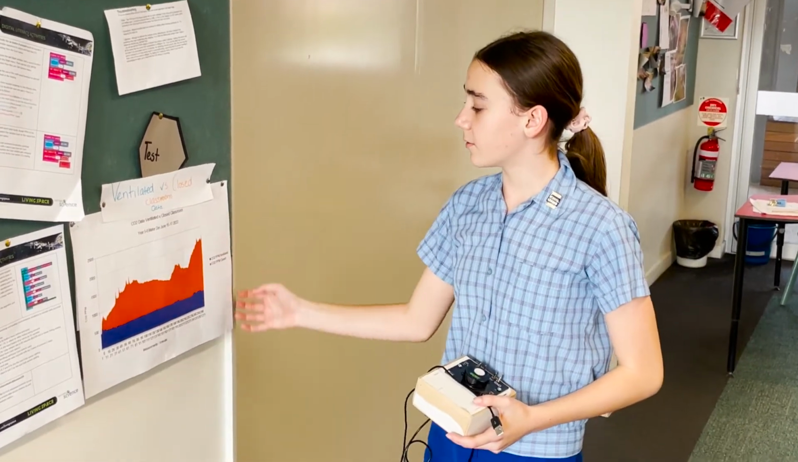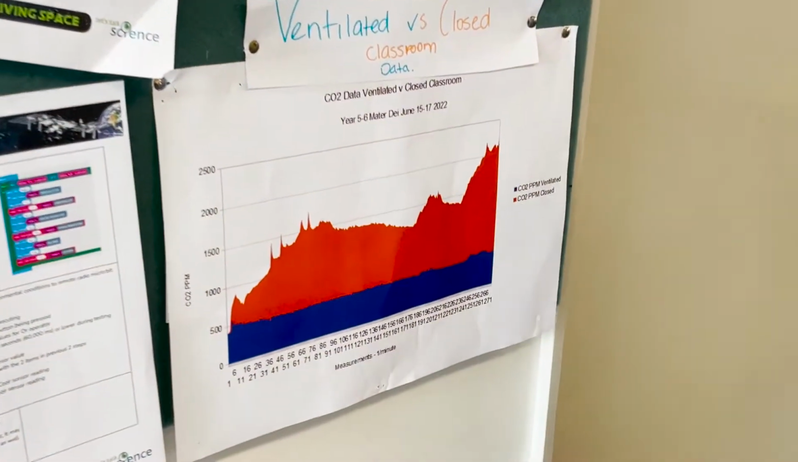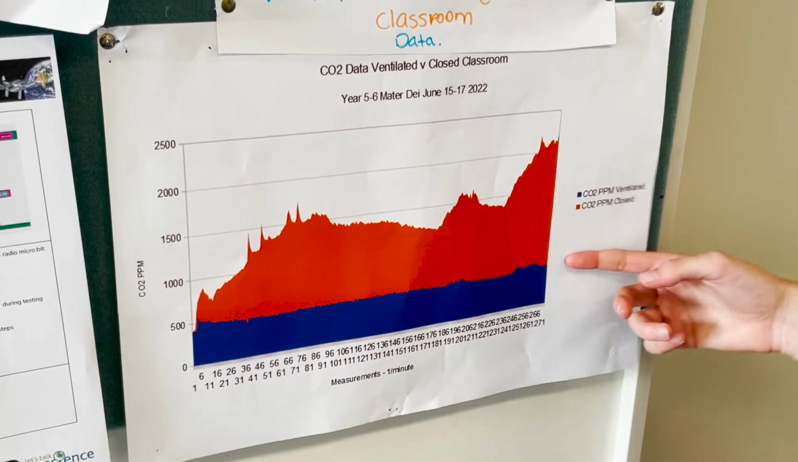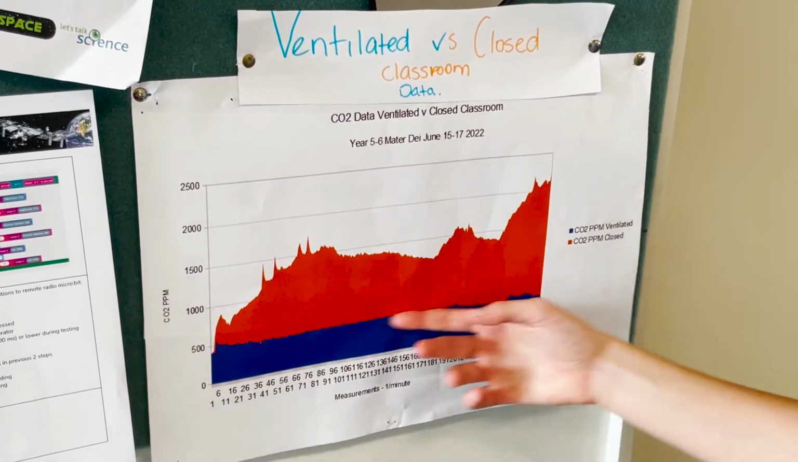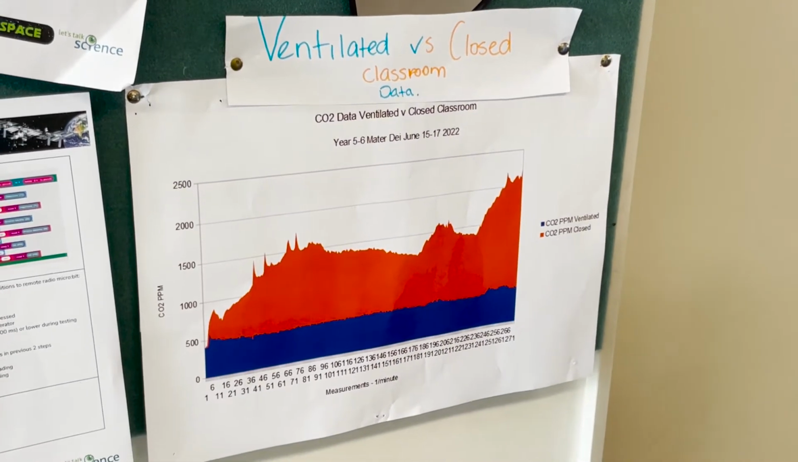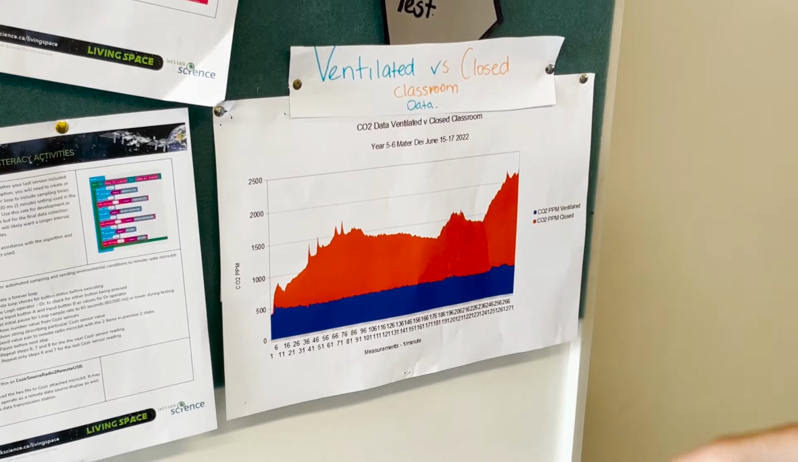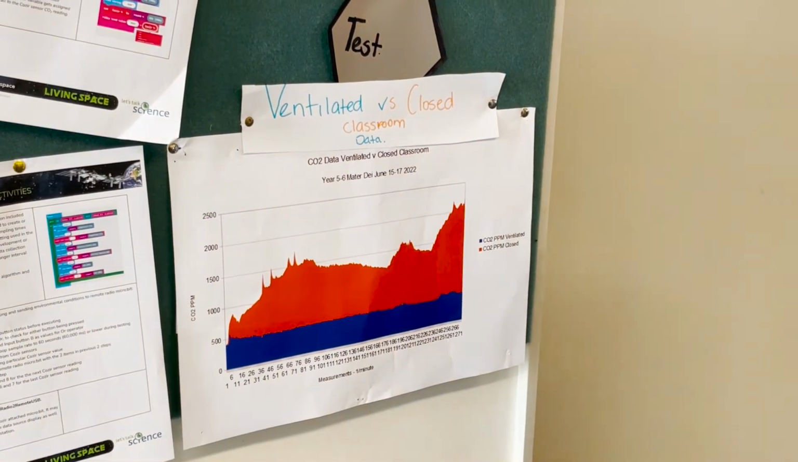We then translated everything into this graph, which shows just how big of a difference you can make just by ventilating a classroom. The ventilated classrooms were only on 500 parts per million throughout the whole day, but with the closed classrooms, they exceeded over 1,500 and even over 2,000.